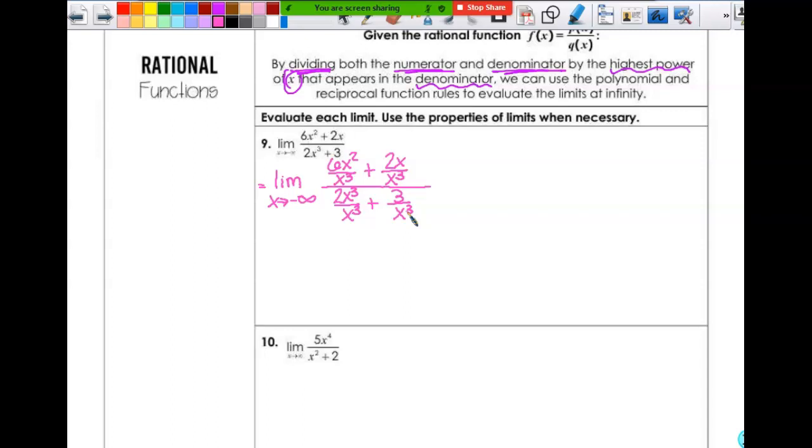Then all I'm going to do is simplify that. I'm not evaluating yet, so I can't drop my limit off yet. So then this is the limit as x approaches negative infinity. So 6x squared over x cubed is going to be 6 over x plus, this will give me 2 over x squared. Then the denominator, I'll get 2 plus 3 over x cubed. Okay, so all I did was simplify what was in that fraction. Does that make sense? Good?